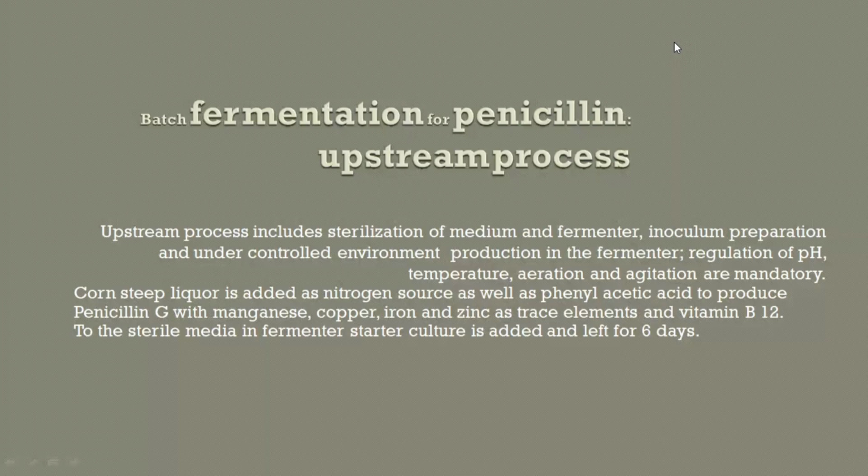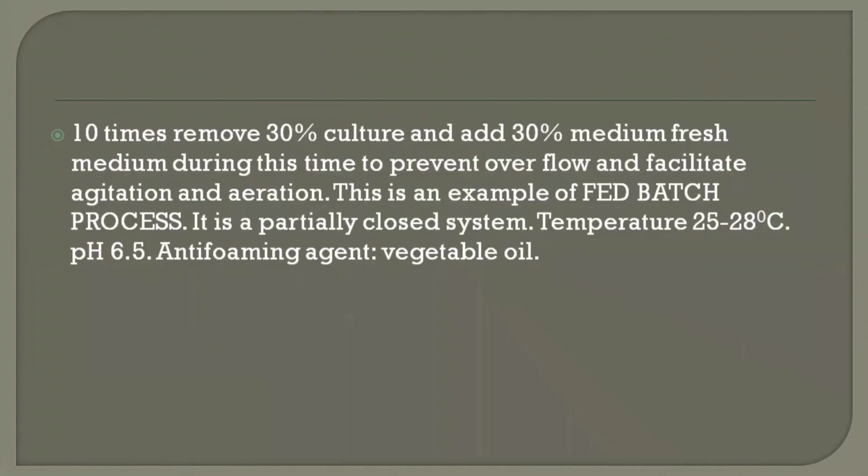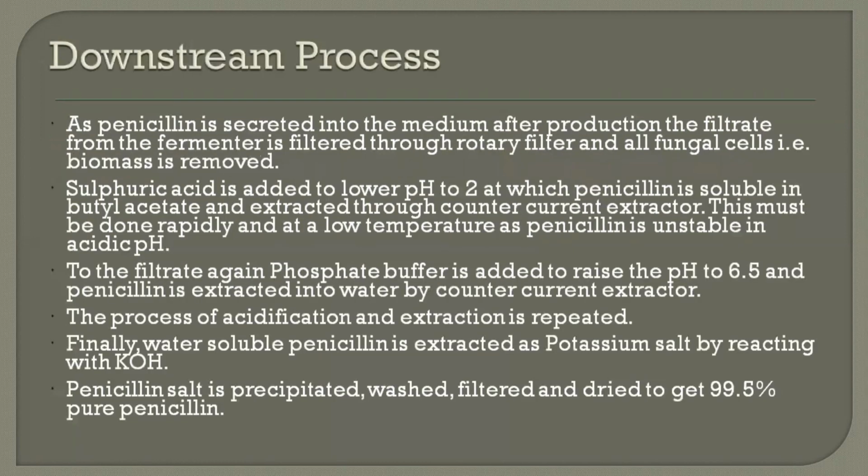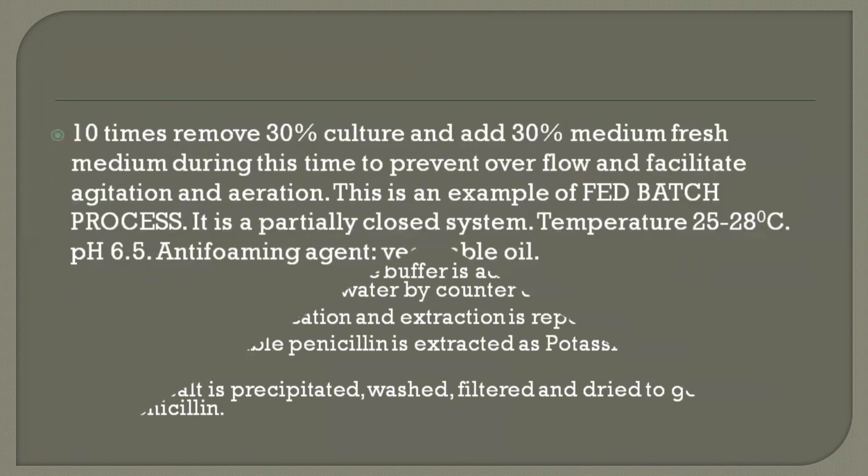So that is just an illustration, a brief summary. From the upstream process, 30% of the culture is removed and 30% fresh medium is added. This is to prevent overflow and to facilitate agitation and aeration. This is an example of a fed batch process, which is a partially closed system. The temperature ranges from 25 to 28 degrees Celsius, pH is 6.5, and the foaming agent is vegetable oil.